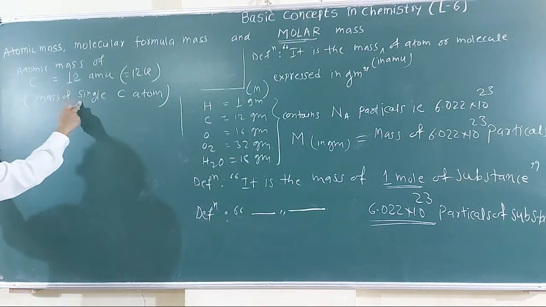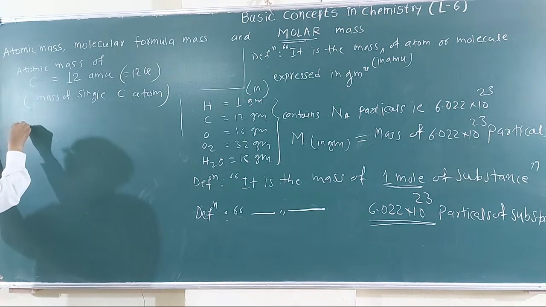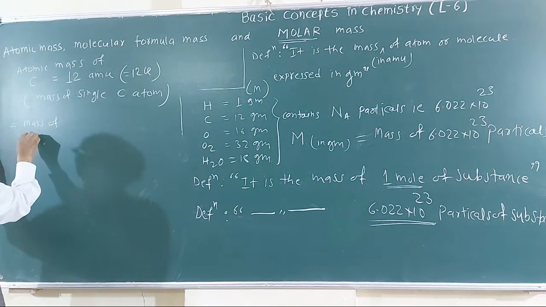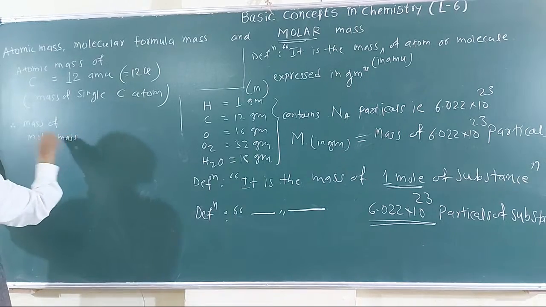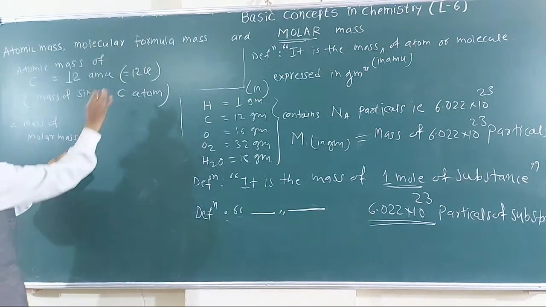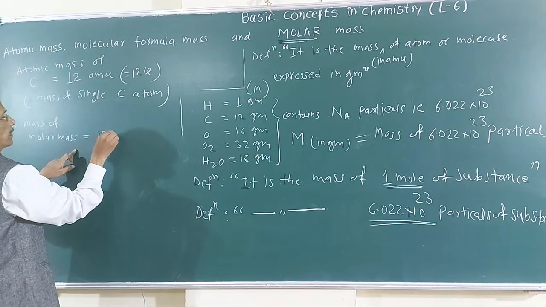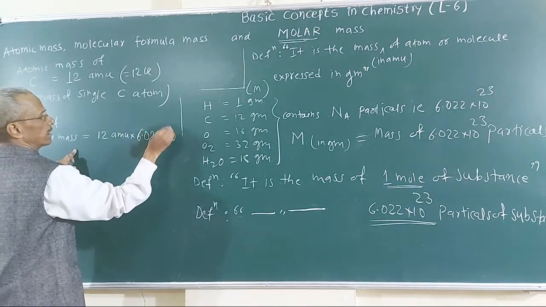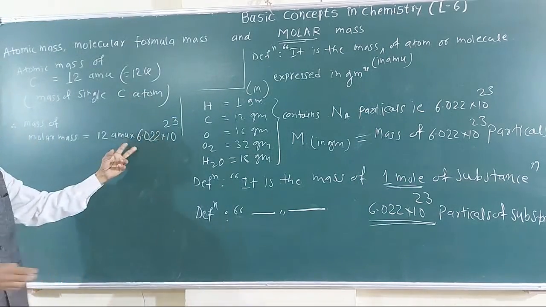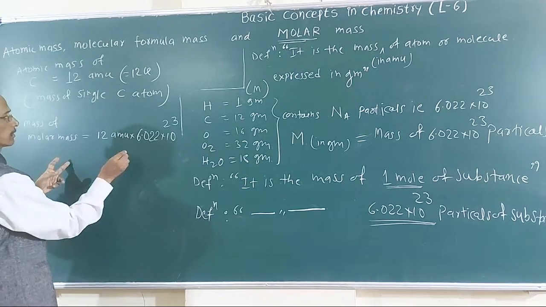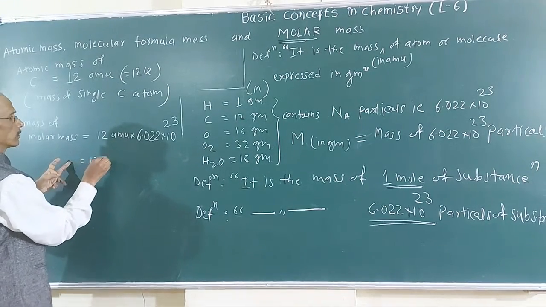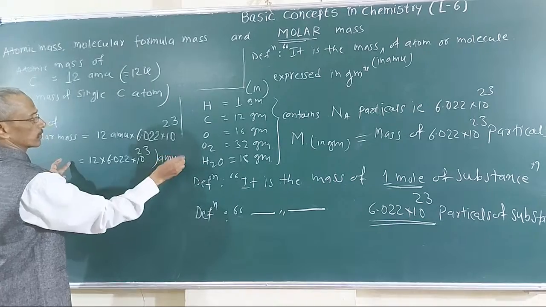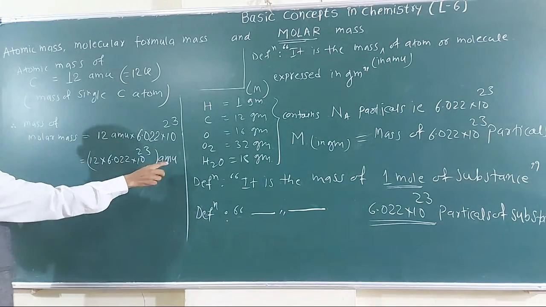Here, this is a single atom. The mass of 1 mole, that is molar mass, is equal to the mass of a single atom, 12 amu, times 6.022 × 10^23. What is the unit? amu, or unified mass.